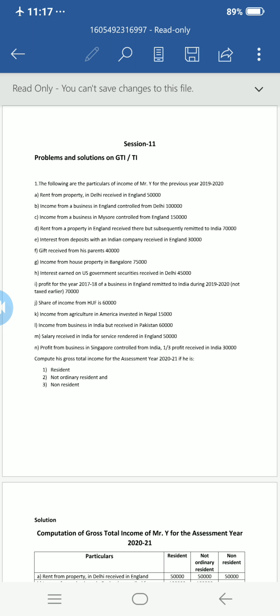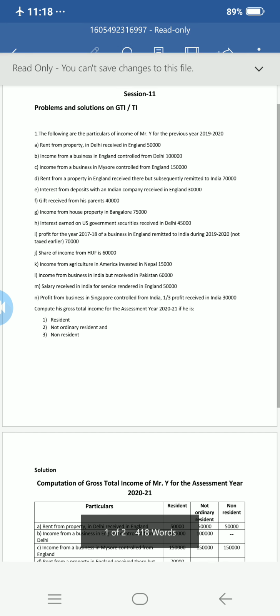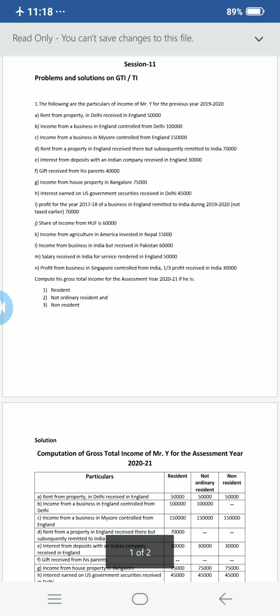Salary received in India for service rendered in England, rupees 50,000. Net profit from business in Singapore controlled from India, by which 1/3 profit received in India, rupees 30,000. Compute his gross total income for the assessment year 2020-21 if he is resident, not ordinary resident and non-resident. Dear students, this is the problem.